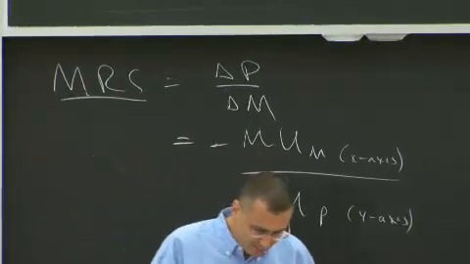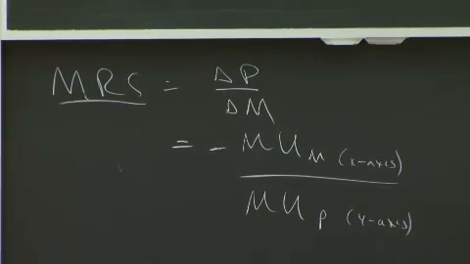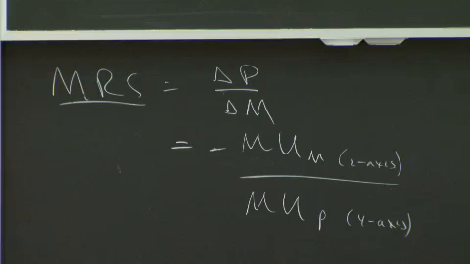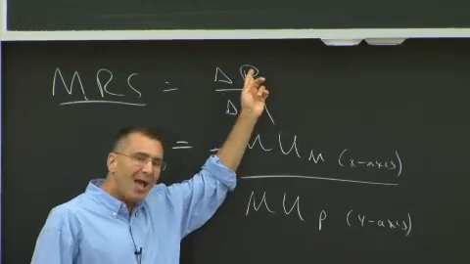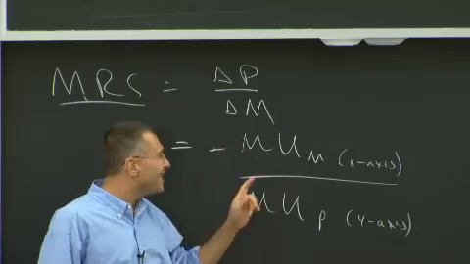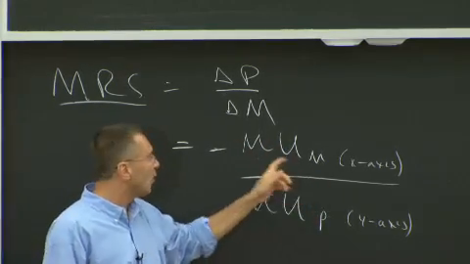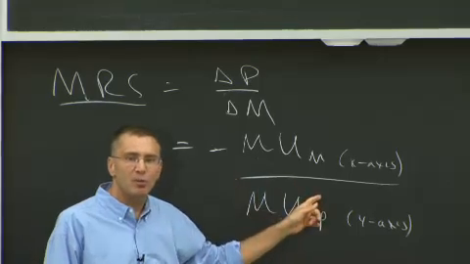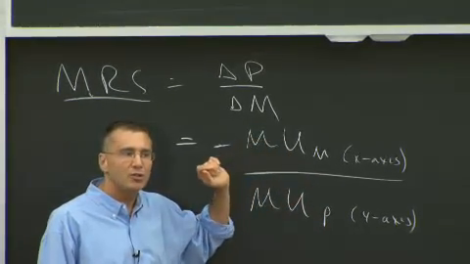Now, this is tricky. Once again, maybe you guys don't find it tricky. It's the kind of thing I find tricky, which is I defined it as delta y-axis over delta x-axis. And yet, when I defined it in terms of marginal utilities, I flipped it. I did the marginal utility of what's on the x-axis over the marginal utility of what's on the y-axis. Why is that? Can anyone tell me why that is? Why is it flipped when I define it in terms of marginal utilities?